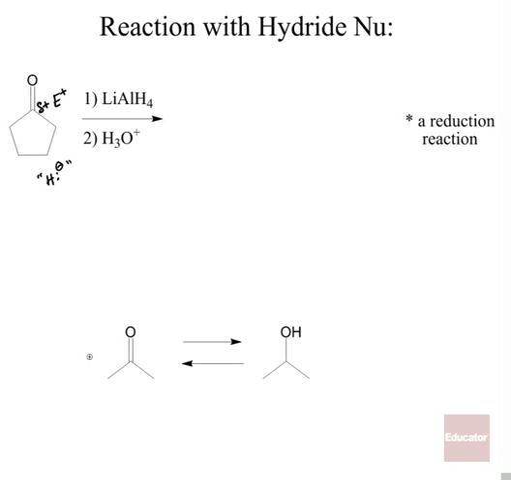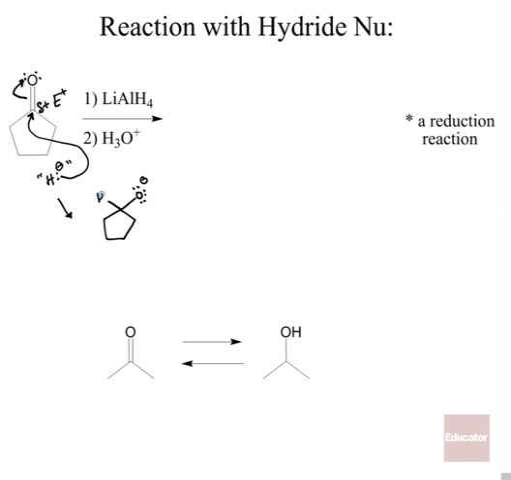Okay, and what reaction do you expect to happen when hydride sees a carbonyl? Well, it's going to do the same thing that every nucleophile does. It's going to attack the carbon and then break the pi bond and move those electrons up onto oxygen. So we'll get an O-.